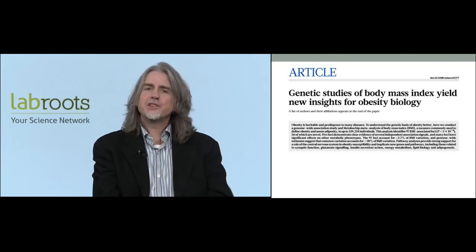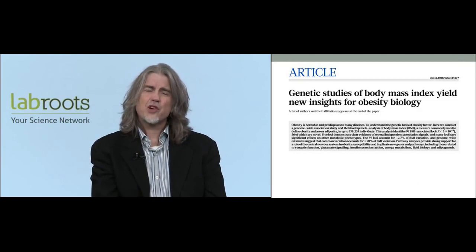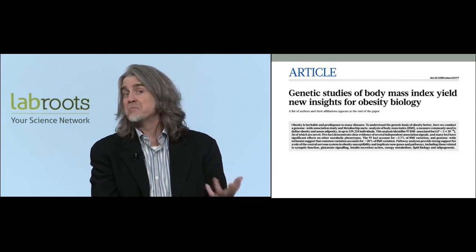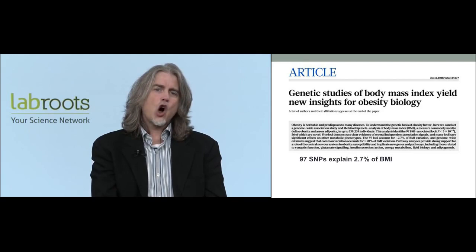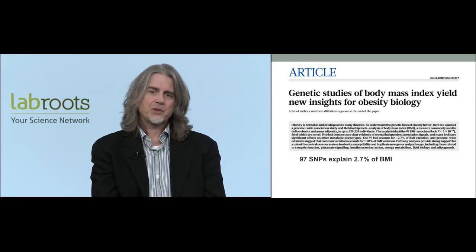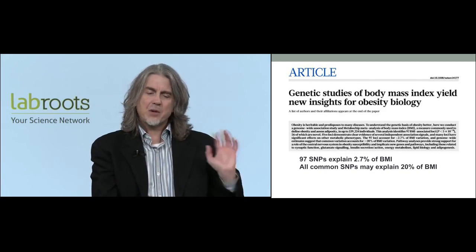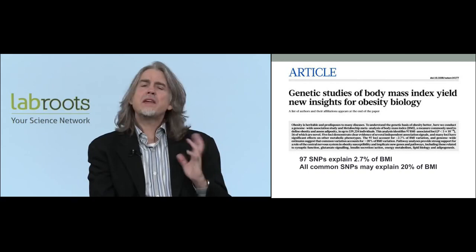So is this unique? Well, the answer is no. They also did another study where they looked at about 330,000 individuals and asked, what are the genetic variants that are associated with BMI, body mass index? And again, what they discovered is sort of surprising. It took almost 100 SNPs, 97, to explain 2.7% of the variability we see in BMI. And they actually conclude that all common SNPs may explain 20% of body mass index. All right? So for me, that's sort of surprising.